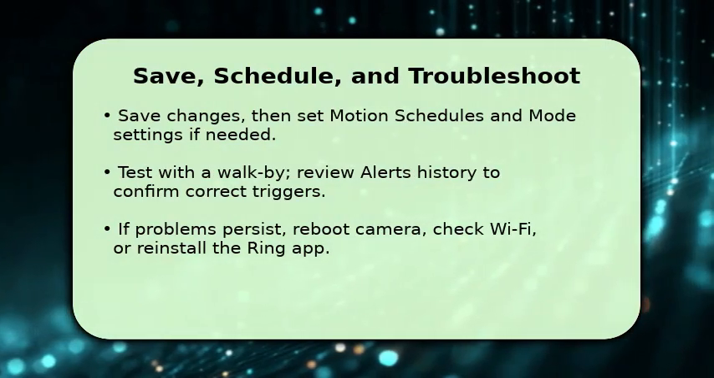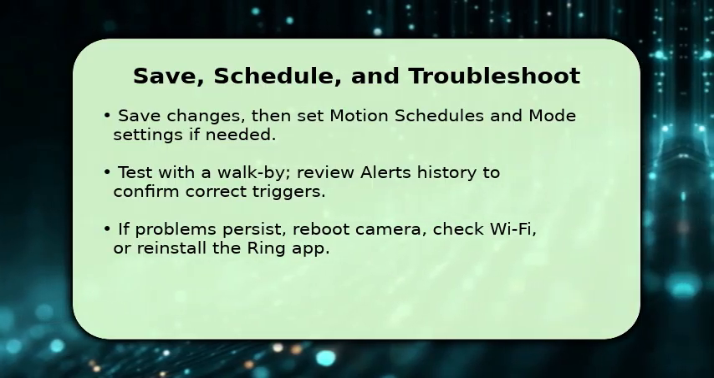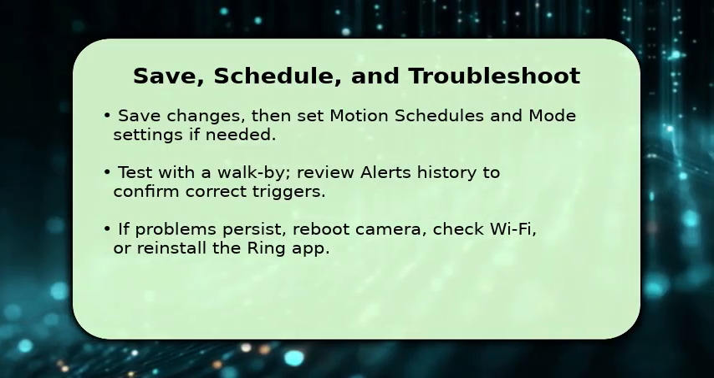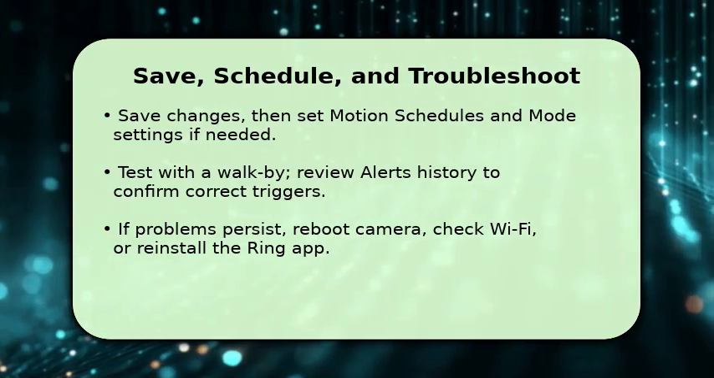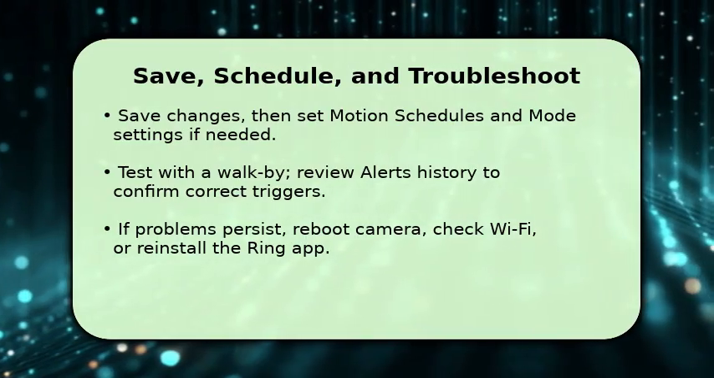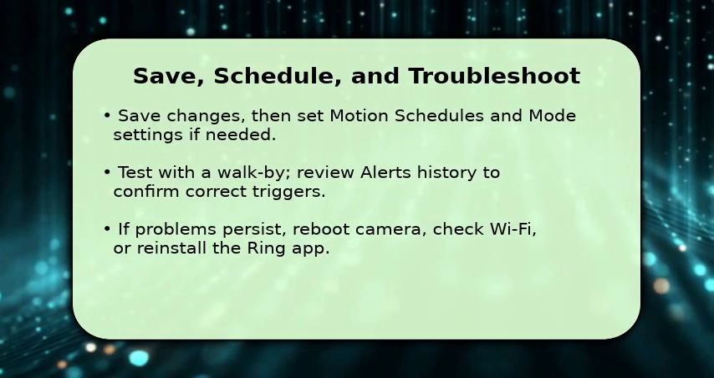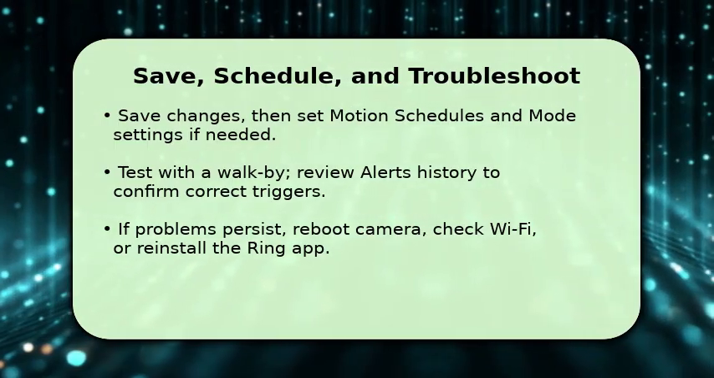Make sure to set motion schedules and mode overrides if you want different behavior at night or when you're home. After saving, perform a quick walk-by test and review the alert's history to confirm correct triggers. If zones aren't working, reboot the camera and router, verify Wi-Fi strength, and, if needed, reinstall or update the Ring app. These steps fix most syncing and display issues quickly.